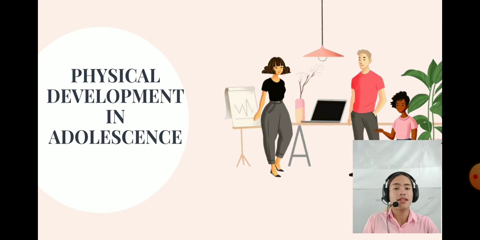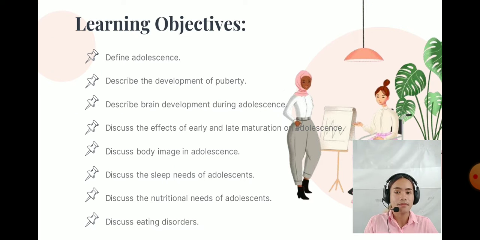But first things first, let us know what are the learning objectives in this topic. We will be defining what is adolescence and describing the development of puberty and then the brain development during adolescence. Also, we are going to discuss the effects of early and late maturation of adolescence, the body image in adolescence, the sleep needs of adolescence, the nutritional needs of adolescence, and also the eating disorders.